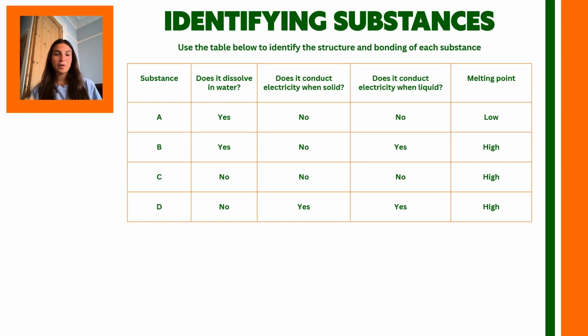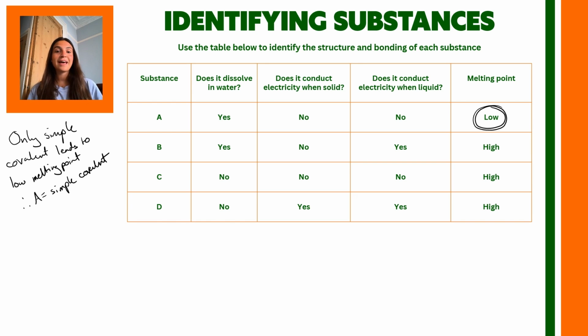Okay, we need to use the table below to identify the structure and bonding of each of these substances. So we're choosing between, for my bonding, is it ionic, is it metallic, or is it covalent? And then the structure, is it giant lattice structure or is it simple molecular structure? So let's have a look at this first one here, A, and I've noticed straight away that that melting point is low. And there is only one combination of structure and bonding that is true for, and that is simple covalent, that we have this low melting point. So that must be for substance A.